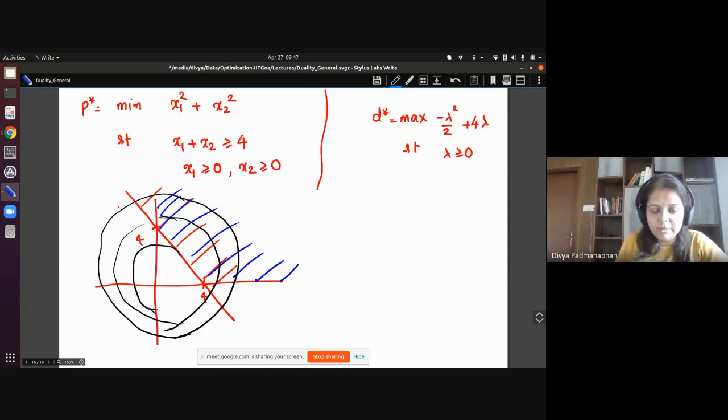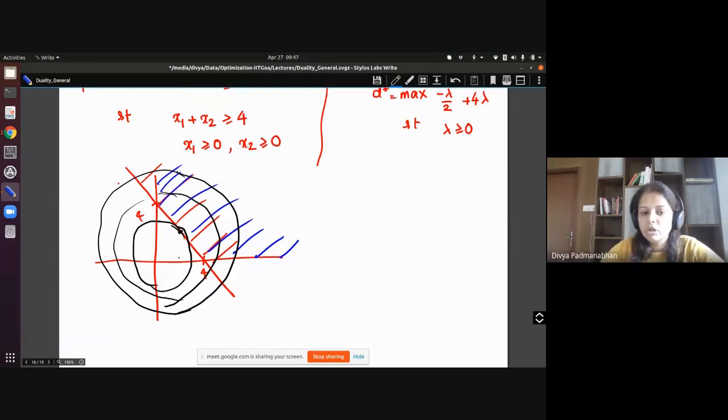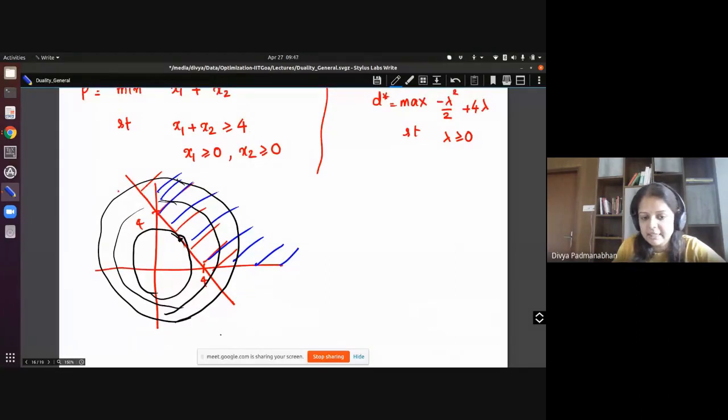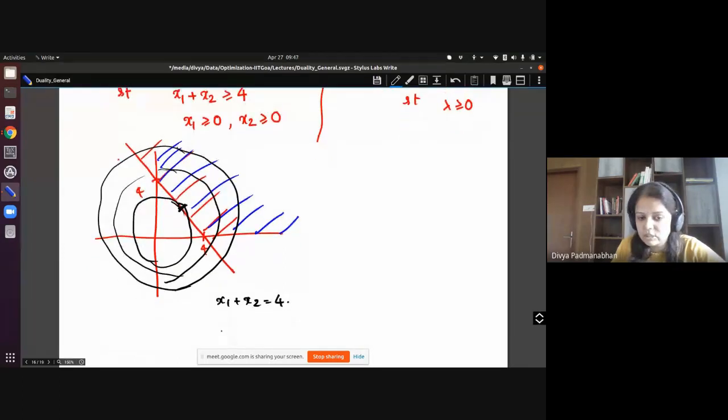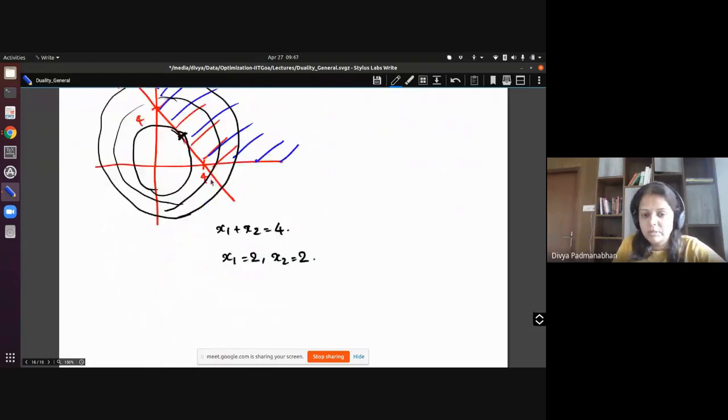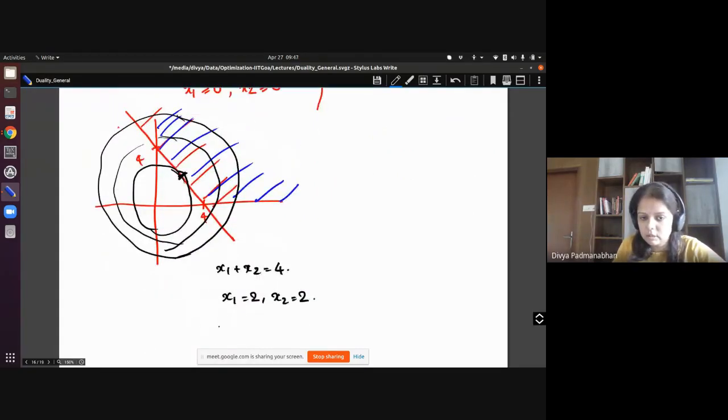you can see that it's going to be something here, okay, which touches this line. So that is as best as you can go to minimize this x1 square plus x2 square. Okay, so you can see that you will want x1 plus x2 equal to 4. Okay, and one thing that we saw here is that the optimum is actually x1 equal to 2 and x2 equal to 2. Okay, and the objective here is 8. So the P star value was 8 here.